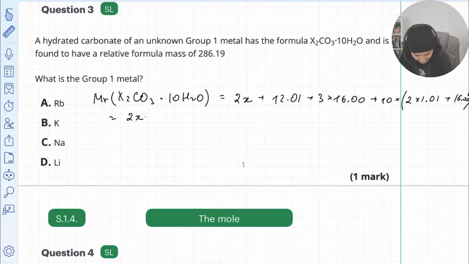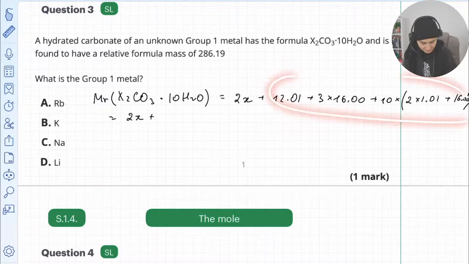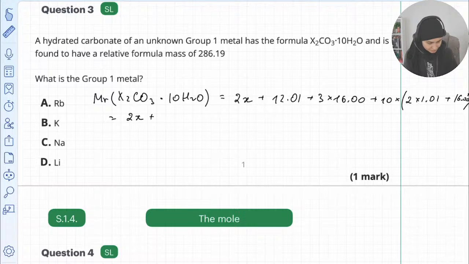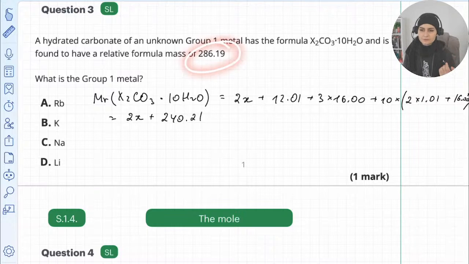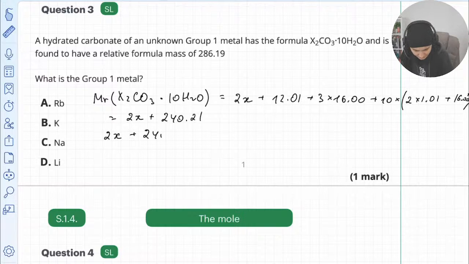And then it's 2X plus, and I just add up all those numbers: 12.01 plus 3 times 16 plus 10 times 18.02, that's water, right? That's 240.21. And they gave me the value for the molar mass, which equals 286.19. So 2X plus 240.21 equals 286.19.